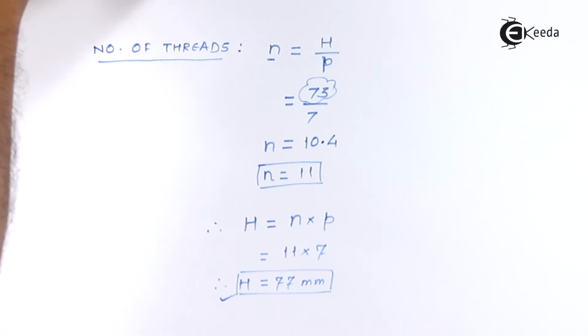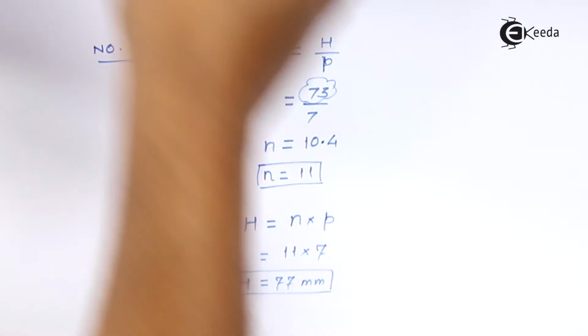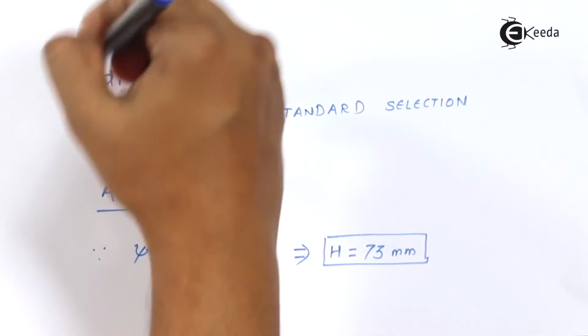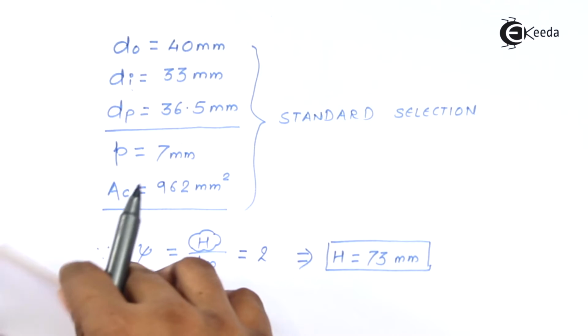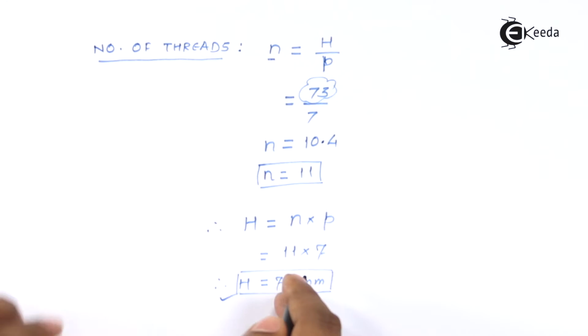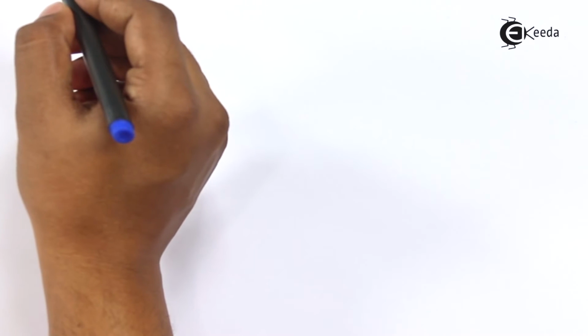No doubt all these other dimensions will remain the same as long as they are safe. So safety also we are going to verify. So this is the latest finding, h is equal to 77 millimeter. Let's move ahead with finding out the torque.